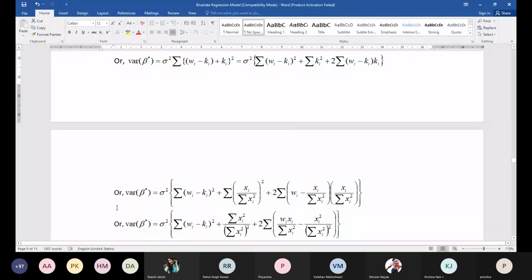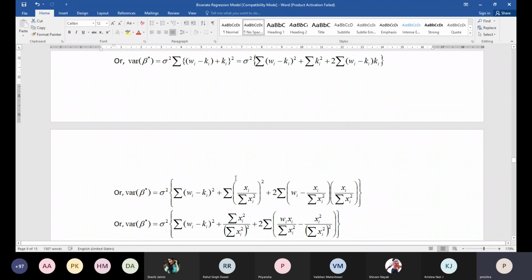First part I didn't do because we are not going to make any change in the first part, so I have left it as it is, but you can do it if you like. In the first part also, you can replace Ki with small xi divided by summation of small xi square. Okay, now what is happening? Second part is summation of small Ki square, so I am writing summation of small xi divided by summation of small xi square, whole square.